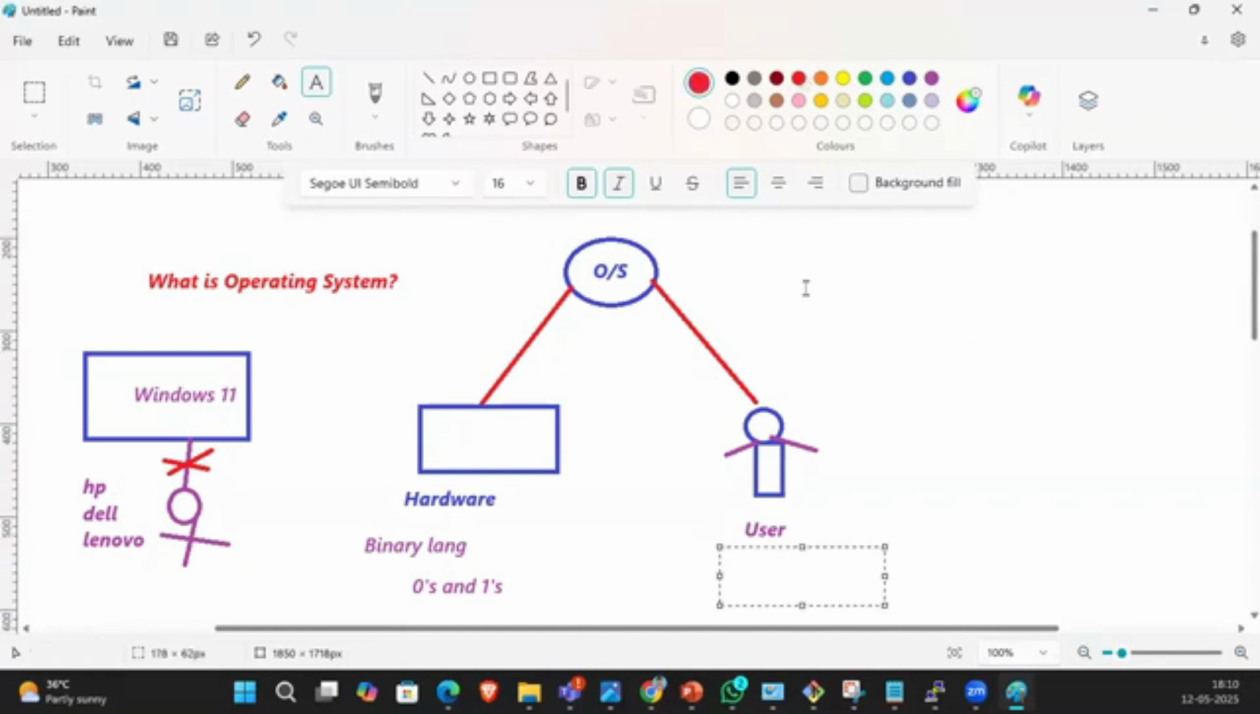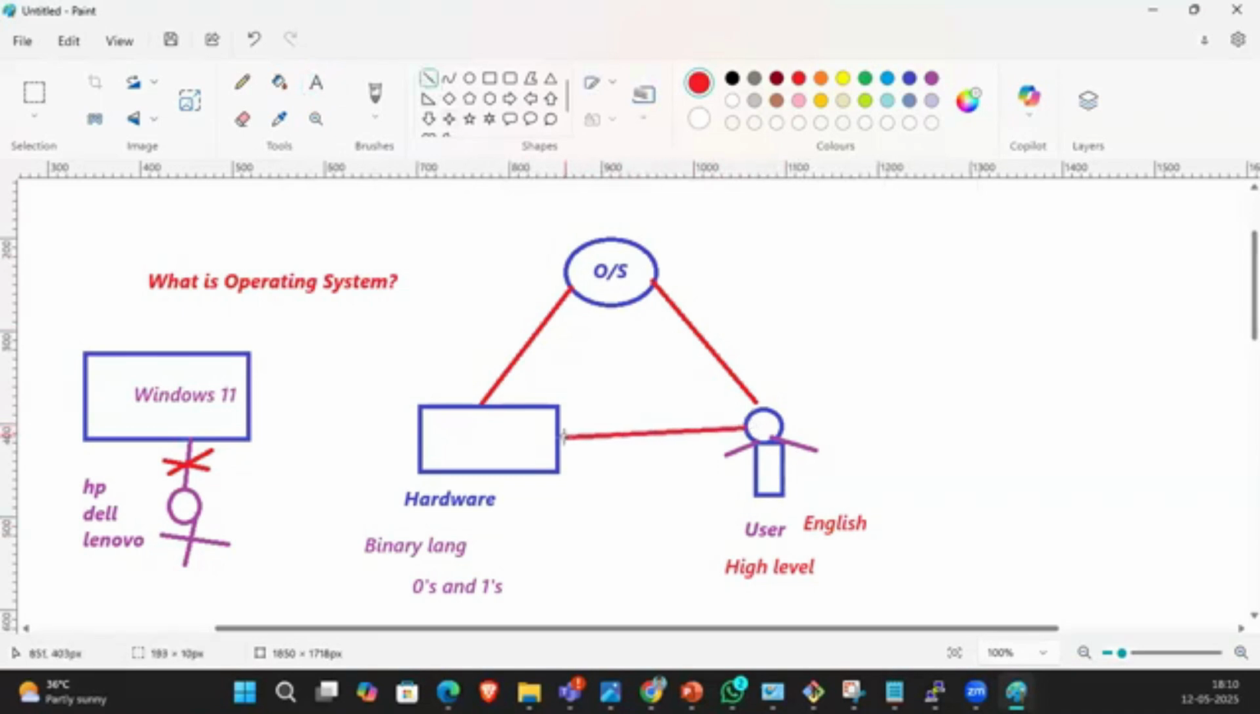So which language does the user know? For example, the English language. English means a high level language, in our readable format. So a user knows the English language and hardware knows only binary language. Are you able to communicate with each other? Because hardware knows only binary language and the user knows only high level language. Is there any possibility to communicate with each other? No. The user knows only English and hardware knows only binary language. We need a mediator.